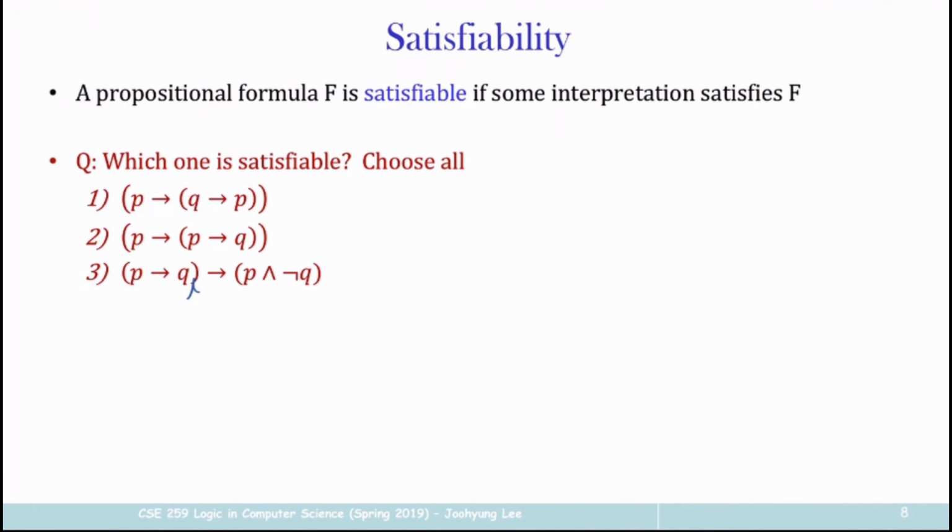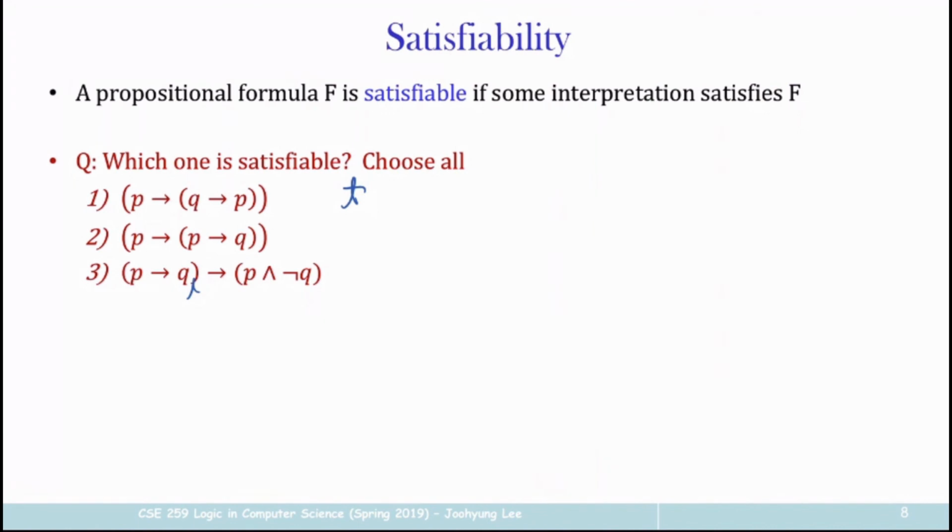It was a tautology, and every tautology is satisfiable, right? Tautology means that for all interpretations the formula is true. So that obviously satisfies the condition: there is some interpretation that satisfies the formula. A tautology has at least one interpretation that makes it true, so this is satisfiable.